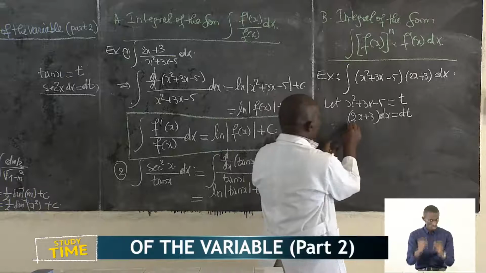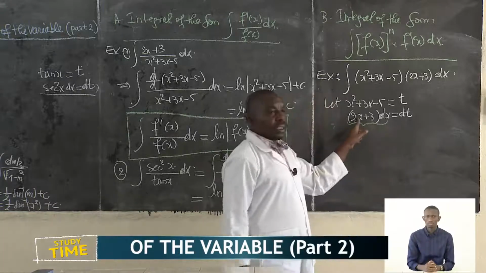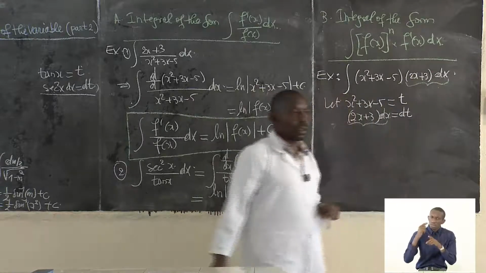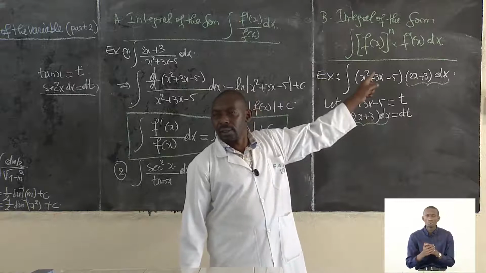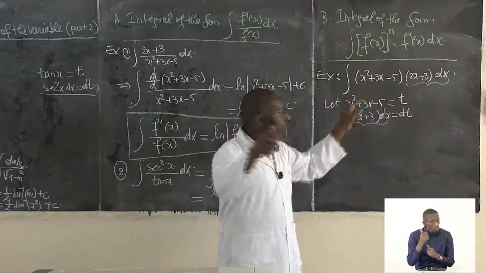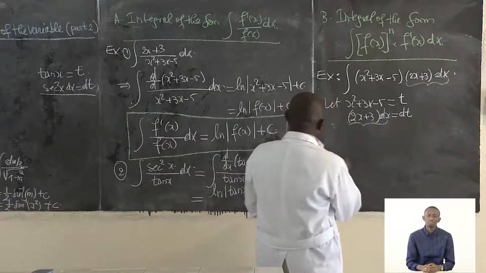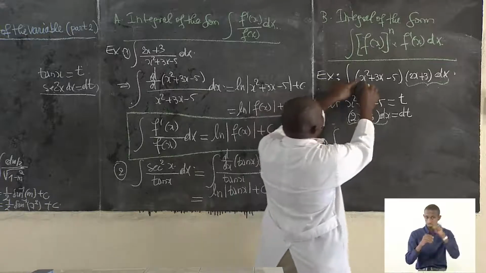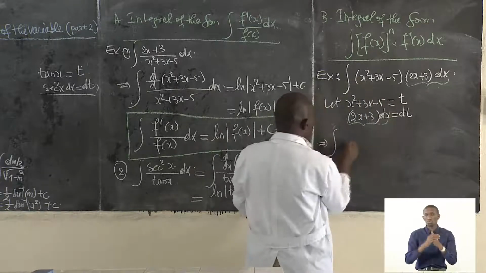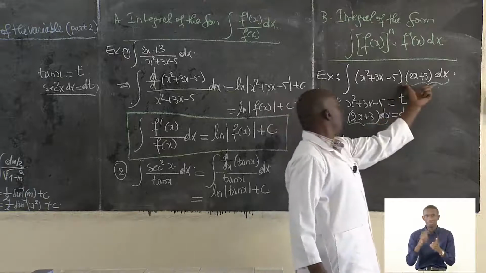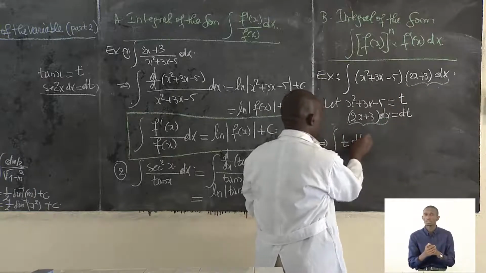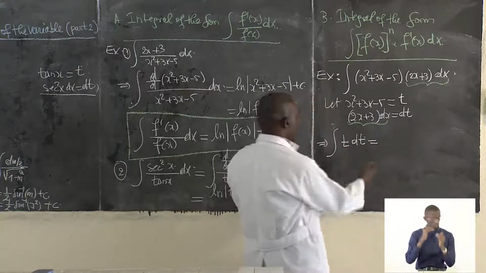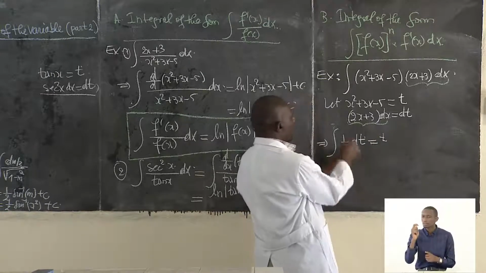When you observe, 2x plus 3 dx is this one. Is that clear? Okay. Now, go back to my integral. I'll be having the integral of, where x squared plus 3x minus 5 is equal to t, and all of this is dt, isn't it? And I get, this is a standard one. I get t, because the exponent is 1.